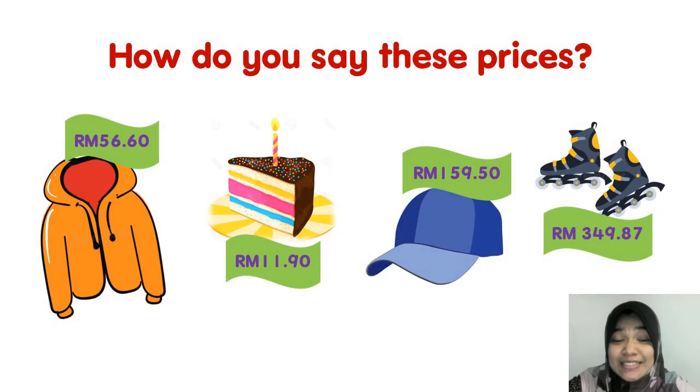Alright class, so how do you say this price and write it in sentences? Okay, let's see one by one. So we have a winter jacket here, we have a slice of cake, a cap and a pair of roller blades. Okay.